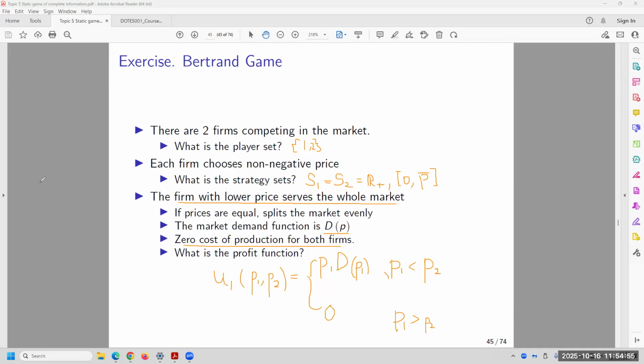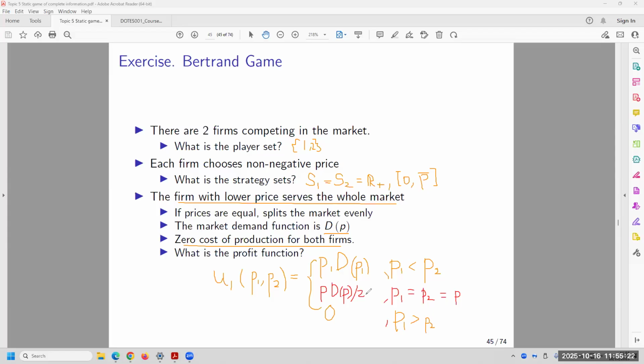Of course, the key is what happens if they're equal. If P1 equals P2, which I call P, then the payoff will be this divided by 2, supposing two firms. So that is the result.